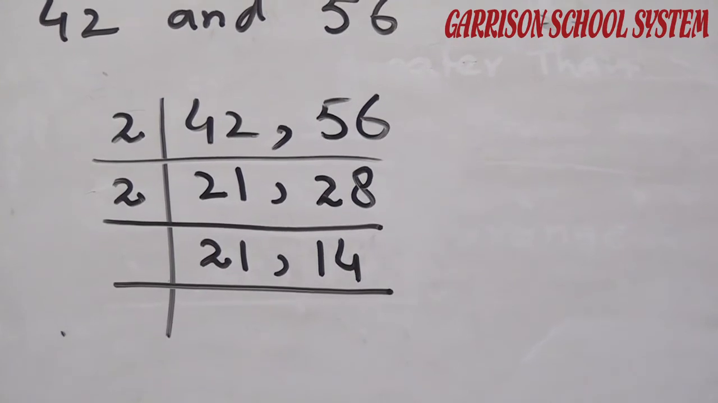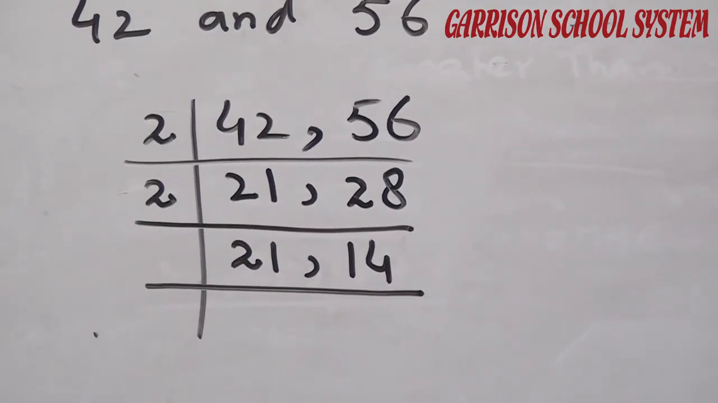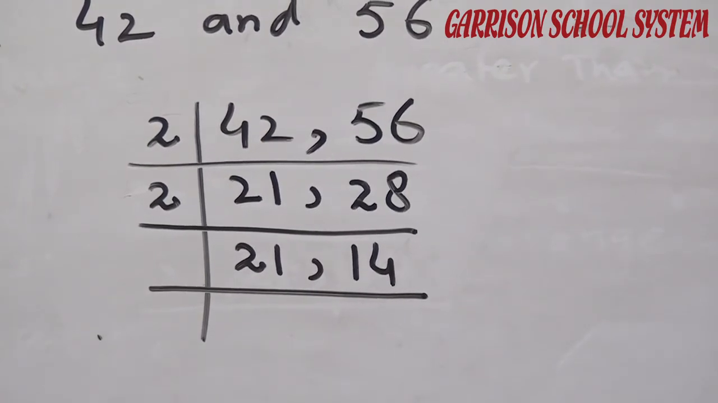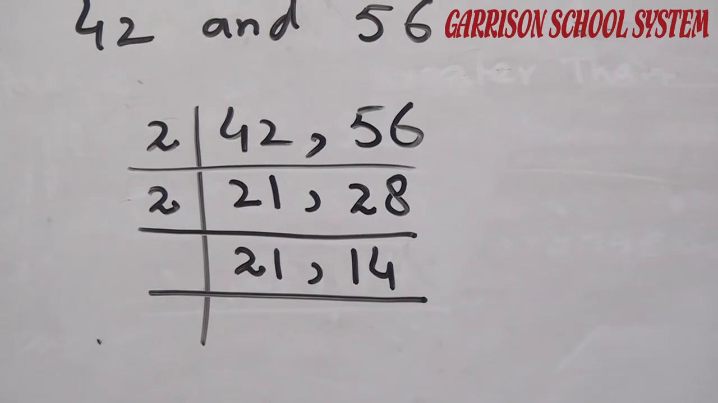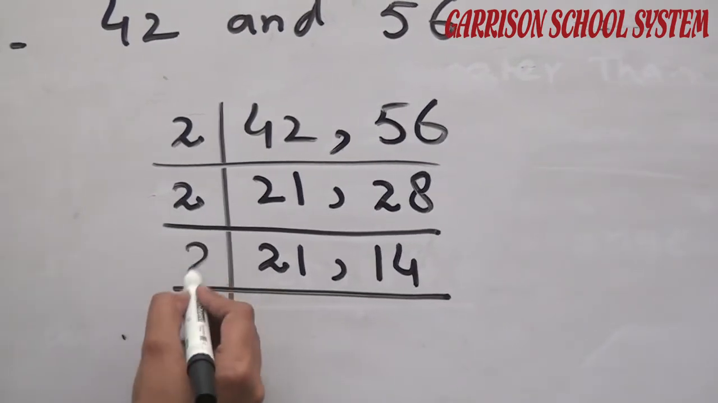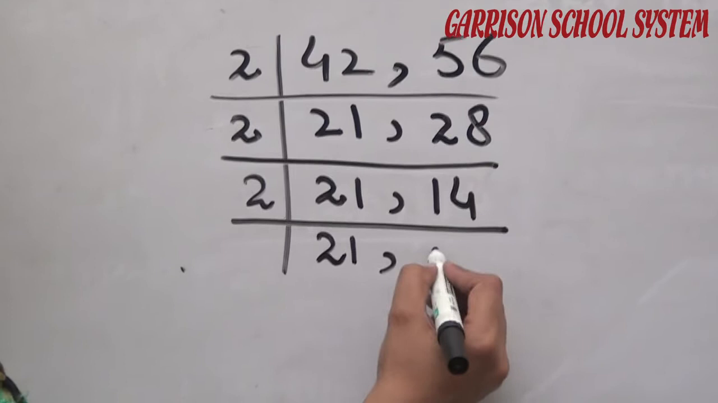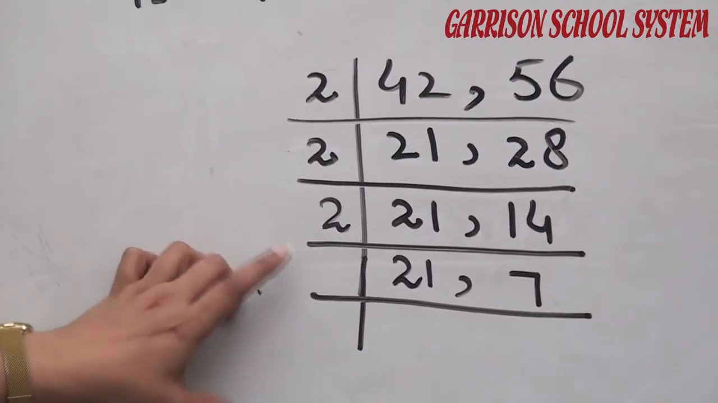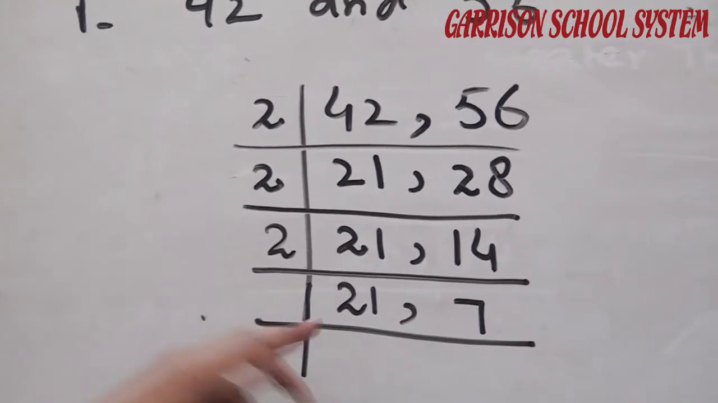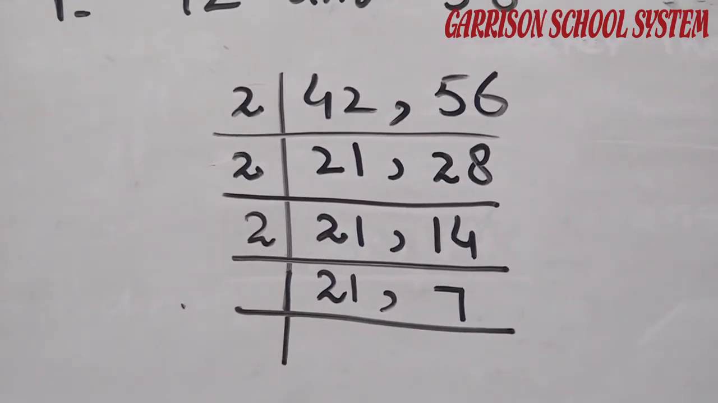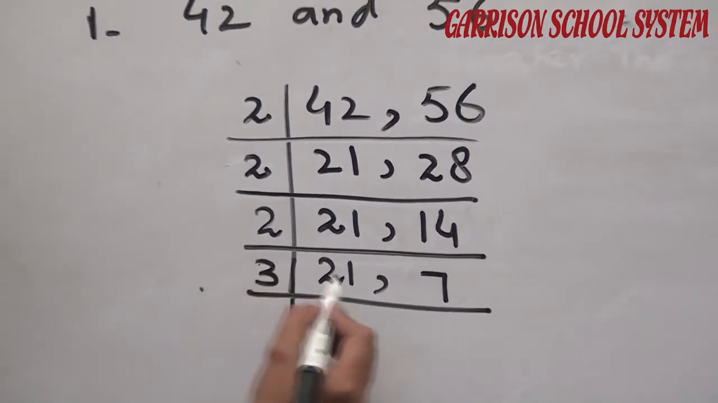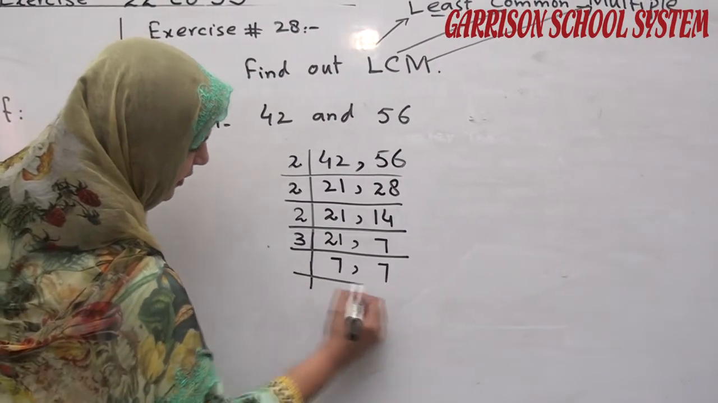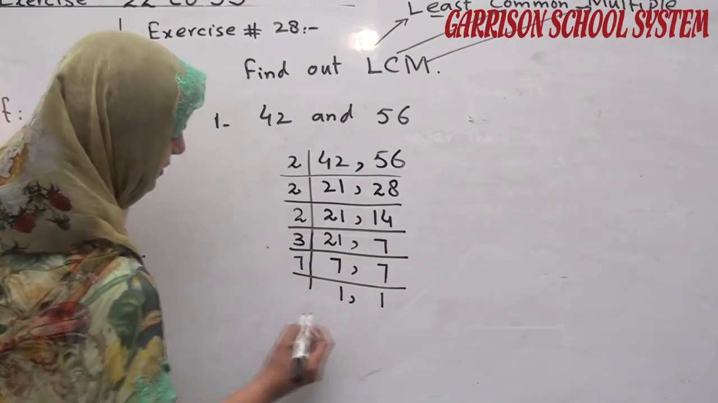Now here are 21 and 14. What can we do? Again, we can take 2. 21 remains the same. 2 7s are 14. Students, now what can we do? This is 21 and this is 7. So we can divide by 3. 3 7s are 21 and 7 remains the same. 7 under 7, 7 under 7.